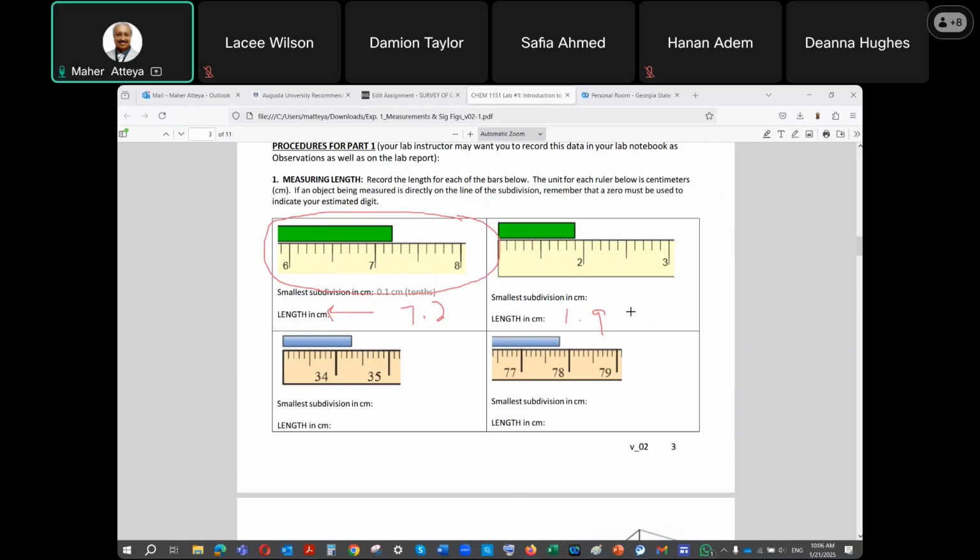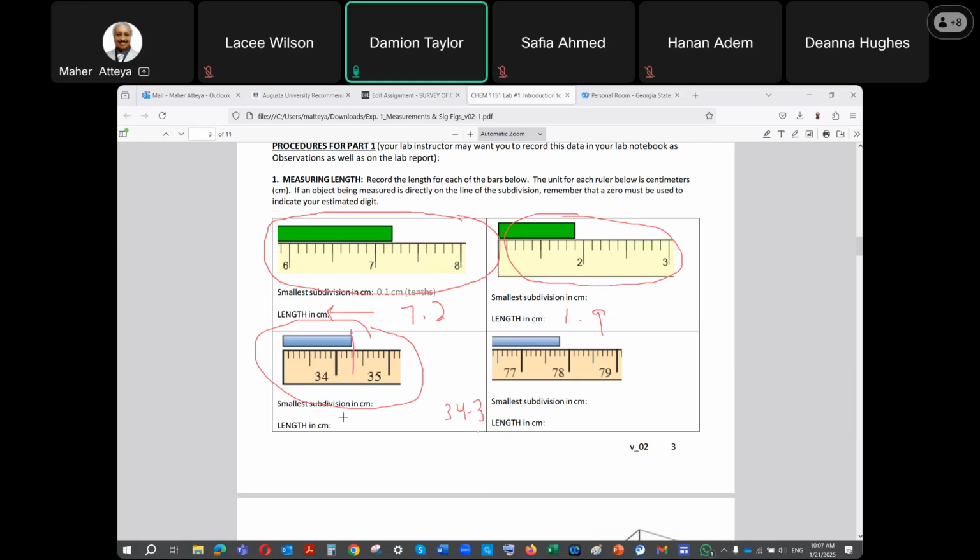So this is 1.9. The units are already given to you in centimeters, so you don't have to write the unit. How about the second one here? 34.3. So we are up to here, right? 34.3, correct? And these are centimeters, correct, sir? Yes, the units are already given to you at the bottom.